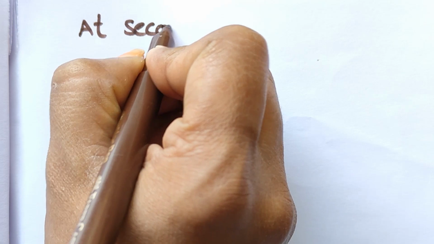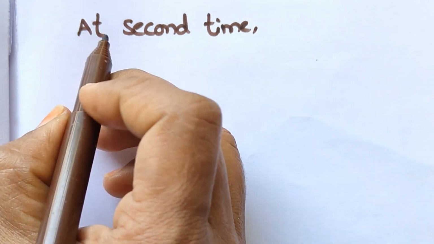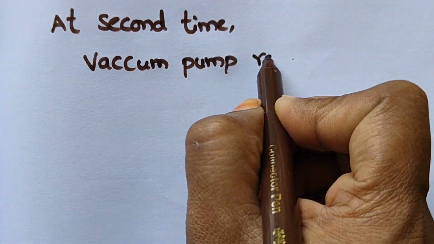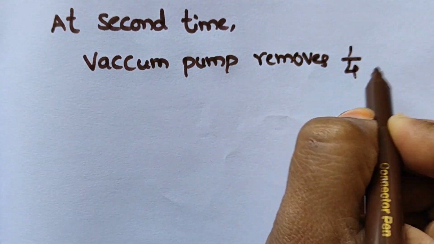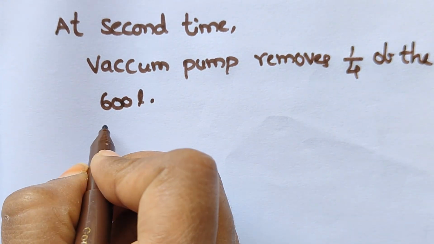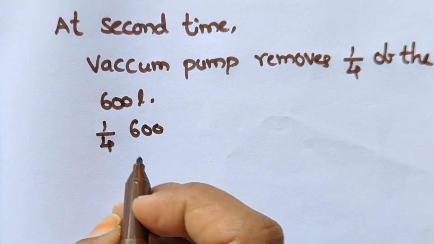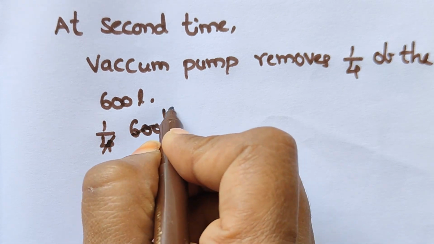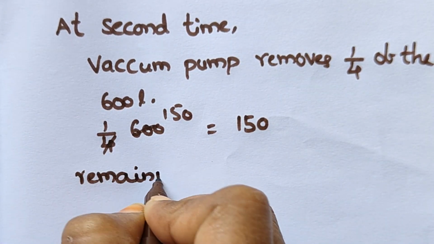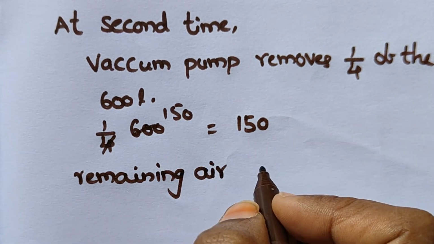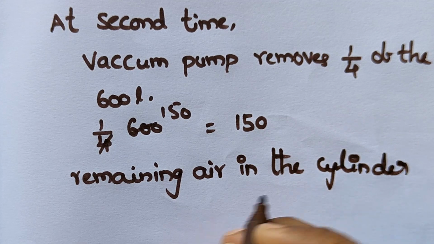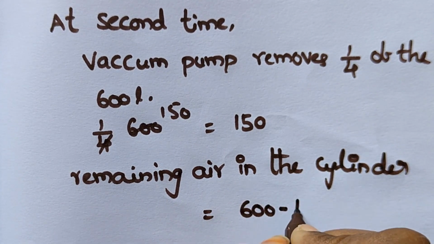Now the cylinder has 600 liters of air. So at the second time the vacuum pump removes 1/4 of the air. Vacuum pump removes 1/4 of the 600 liters, that is equal to 1/4 into 600. After cancellation we have 150. Therefore the remaining air in the cylinder is equal to 600 liters minus removing air 150. 600 minus 150 is equal to 450 liters.